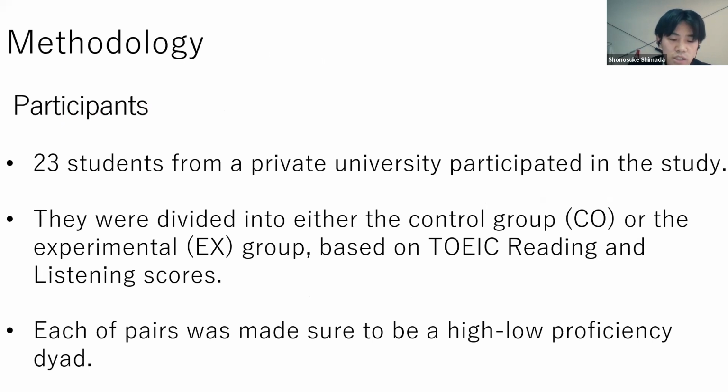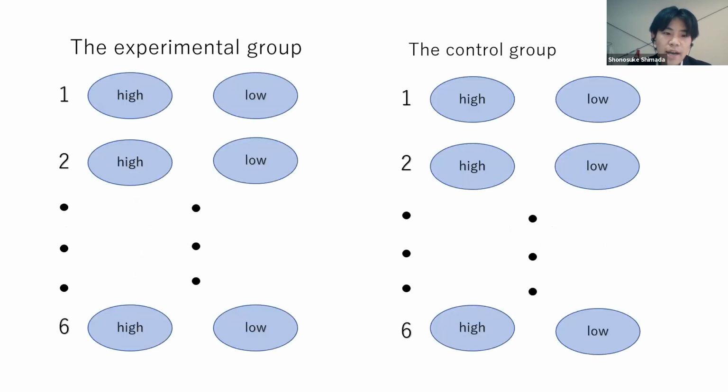So 23 students participated in this study, and they were grouped into the experimental group and the control group based on their TOEIC score. And importantly, each pair was made sure to be a high-low proficiency dyad. Like this, each pair has a high and low learner.